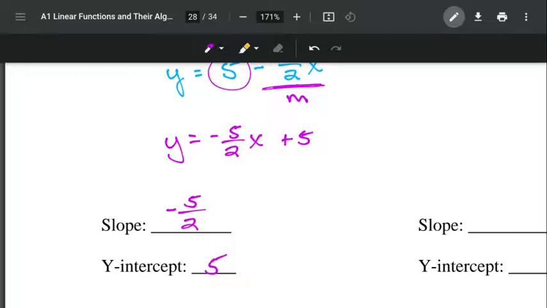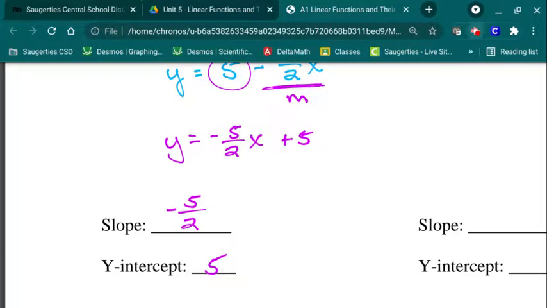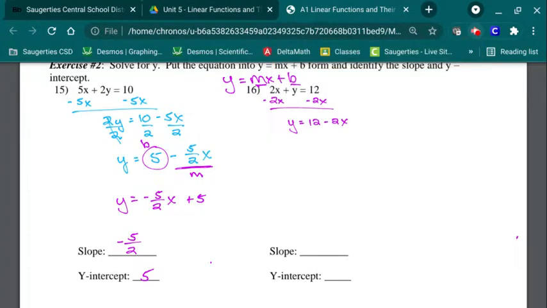So what I'd like you to do is pause the video, solve all of these for y, and then we'll go through the slope and the y-intercept. I'm going to do the same thing. All right, here we go.